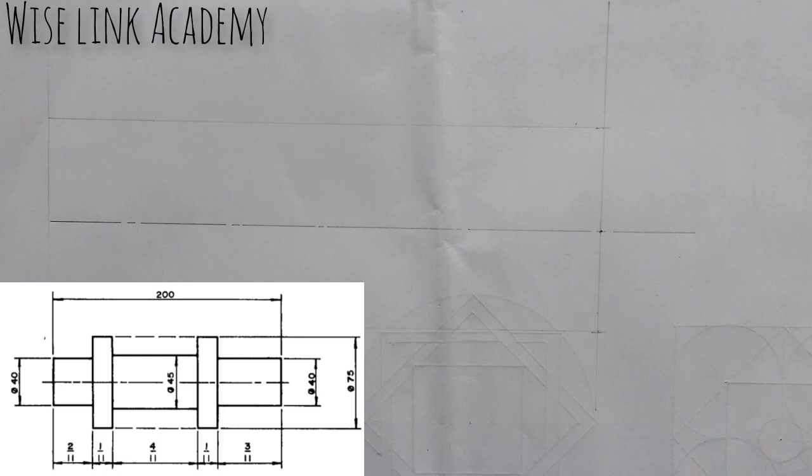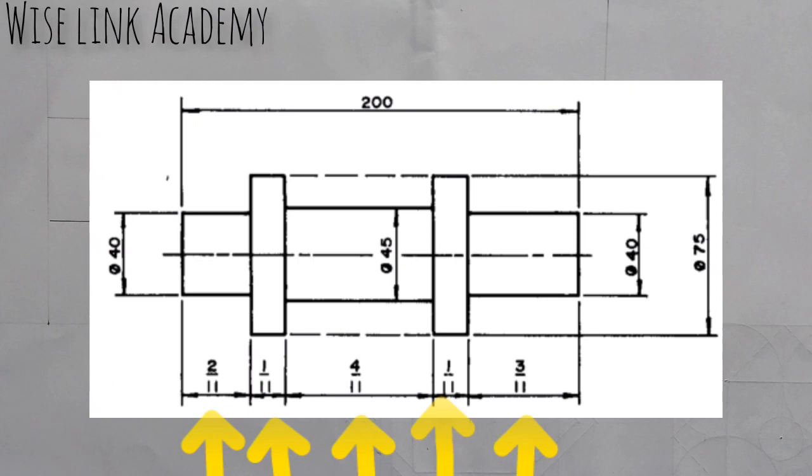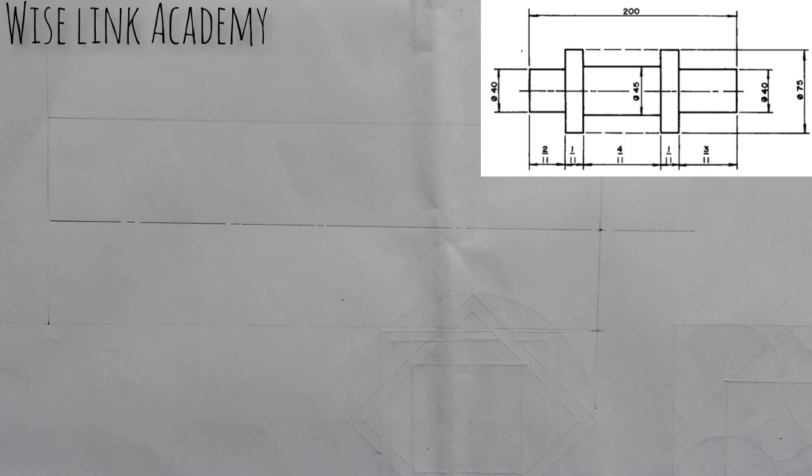Our next task: if you look at the diagram, there are some fractions there: 2 over 11, 1 over 11, 4 over 11, 1 over 11, and 3 over 11. So it simply means I will divide this baseline here by 11, right? So how do I go about that? My first task here is to divide by 11.